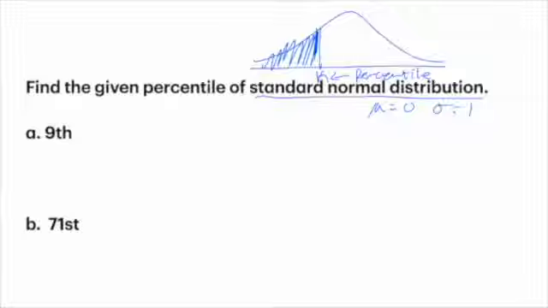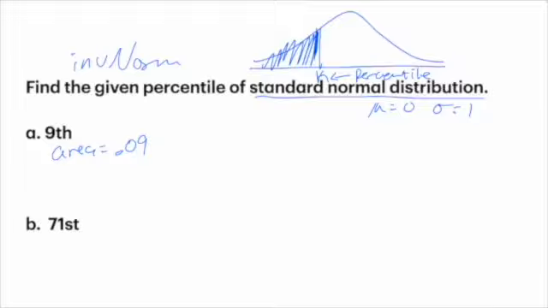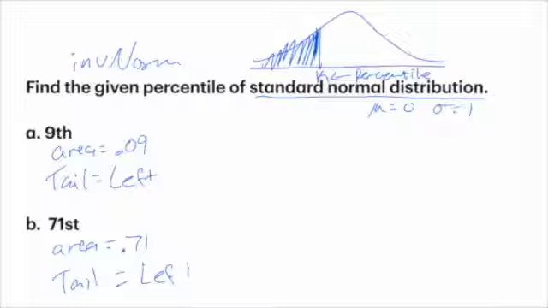So if we are looking for the 9th percentile, that means that 9% of the data values are less than or equal to whatever that is. So our area is going to be 0.09. We are using the inverse norm feature. The tail for percentile is always to the left because it's the percentage of data values that are less than or equal to it. And our mean and standard deviation are still 0 and 1. Before I go to my graphing calculator, I'm going to do B as well. Our area on B, if we're looking for the 71st percentile, would be 0.71. 71% of the data are less than or equal to it. Your tail is still to the left, always for percentiles.